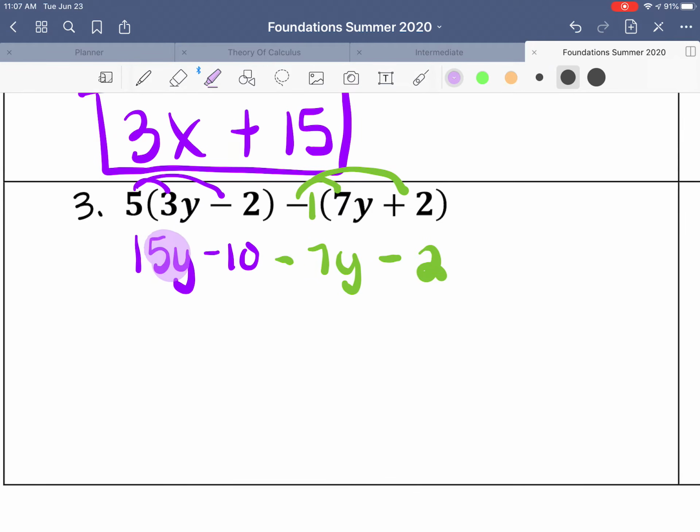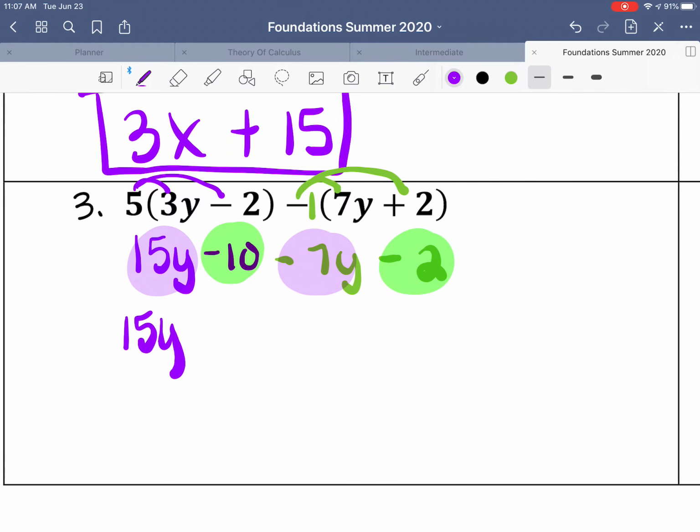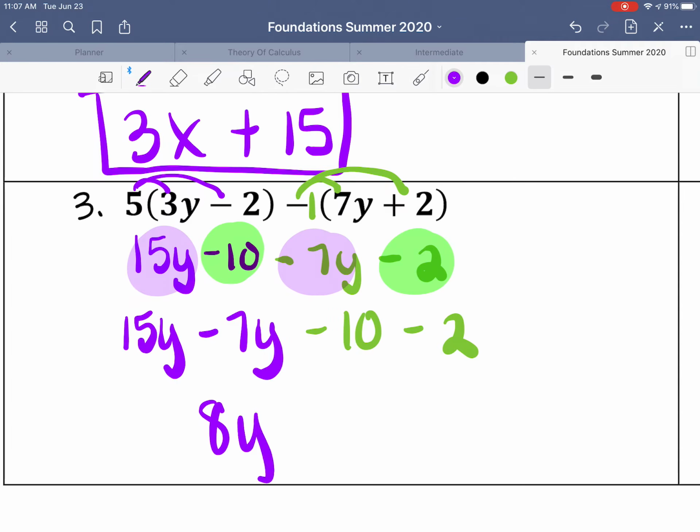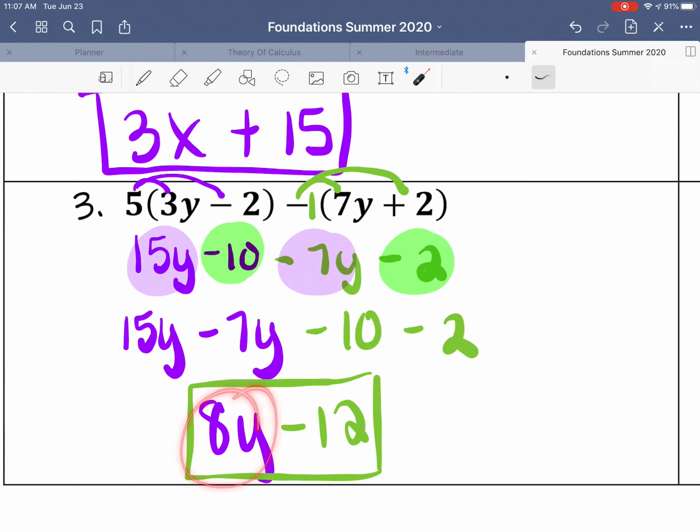And now we have some like terms. Yay! And we can join them together. So 15y minus 7y and negative 10 minus 2 is what we're dealing with. We get 8y minus 12. Dun, dun, dun. And I'm done there because this has a y and this does not.